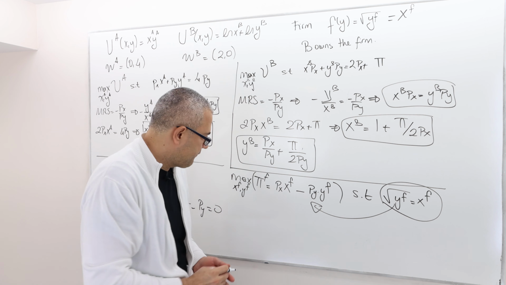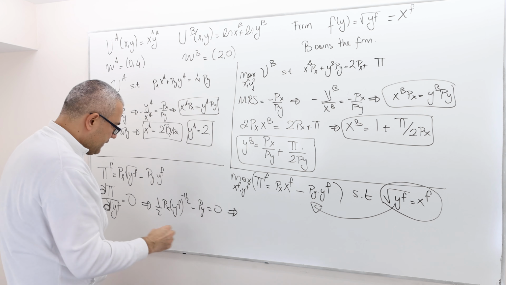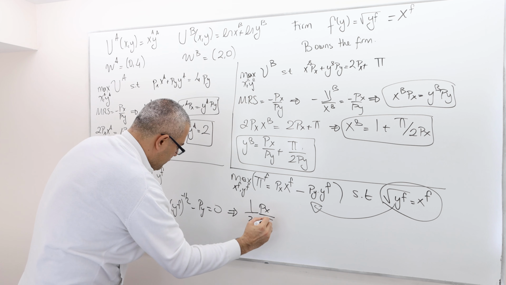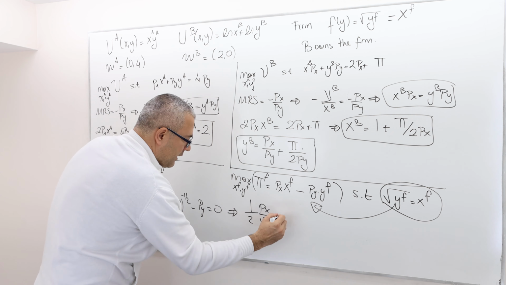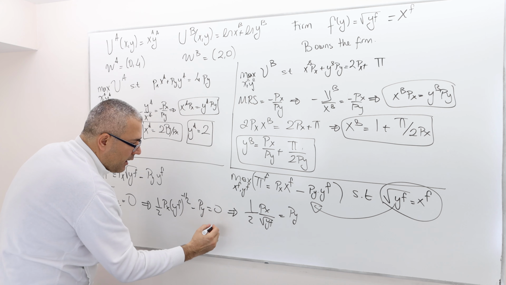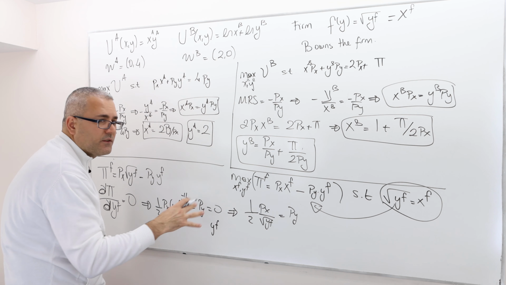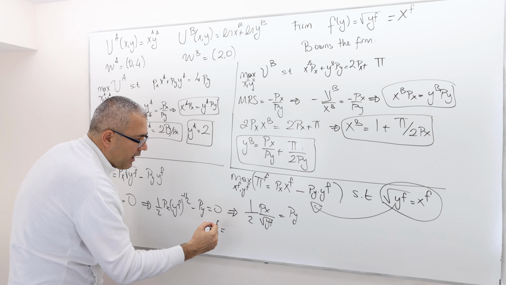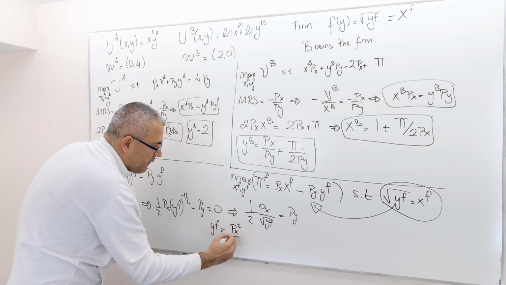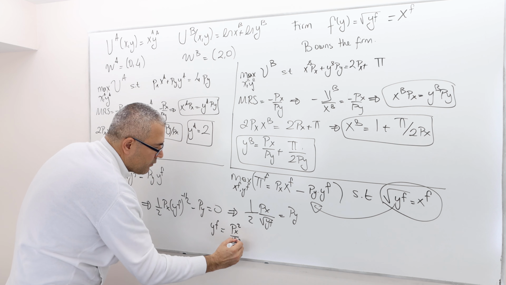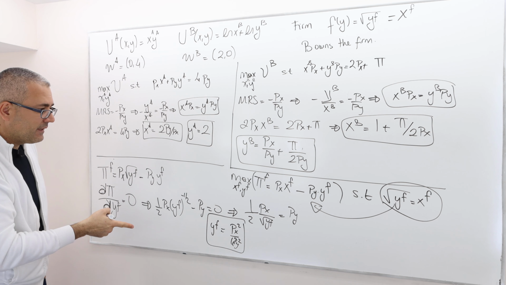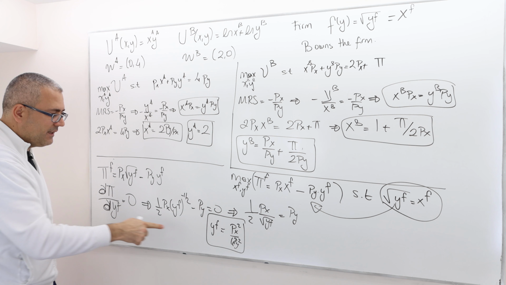This is 1 over 2 px divided by square root of yf equals py, all right? So pull py here, so yf, and take the square of both sides. yf is equal to px squared divided by 4py squared. Okay? That's it.